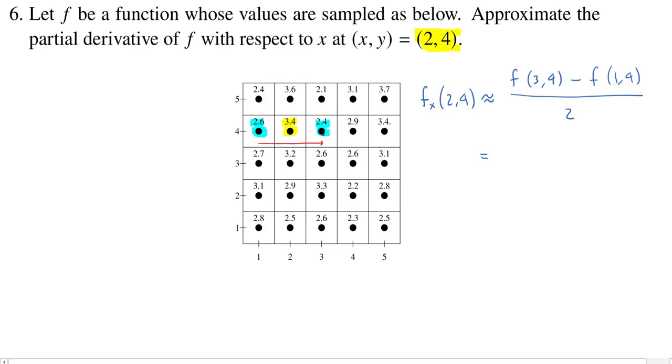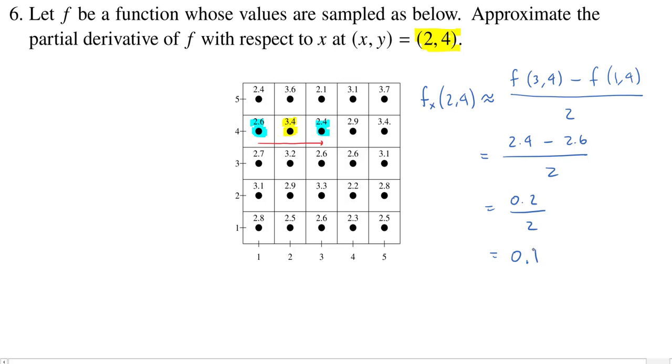So in this case, f of (3, 4) is 2.4. f of (1, 4) is 2.6. 2.4 minus 2.6 is negative 0.2. And if you cut that in half, you get negative 0.1. So an approximation for the partial derivative is negative 0.1.